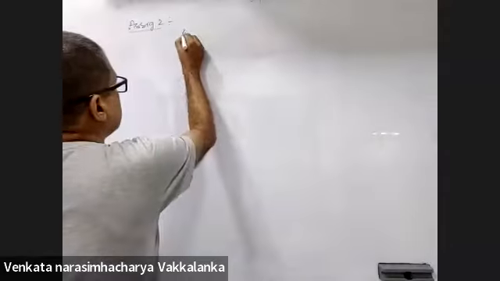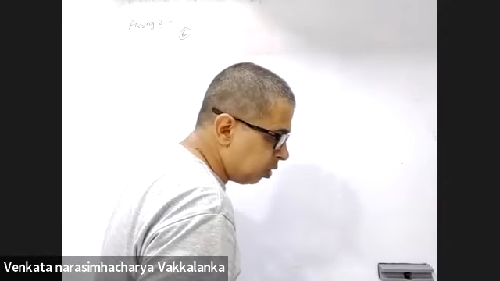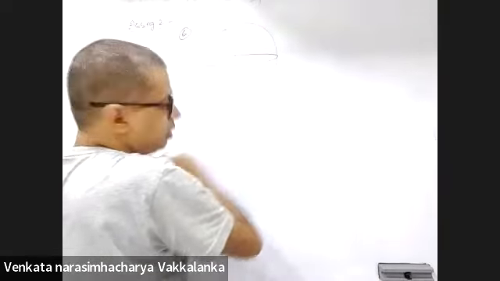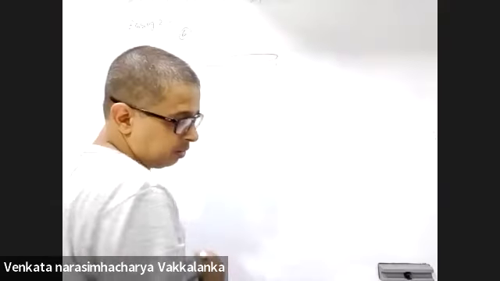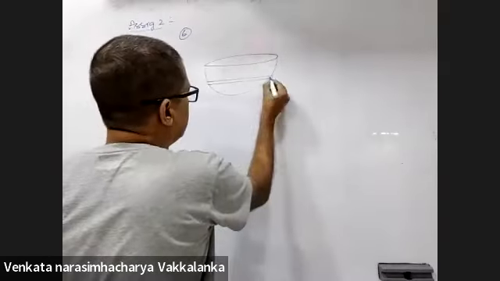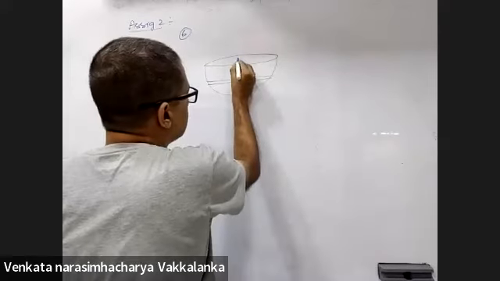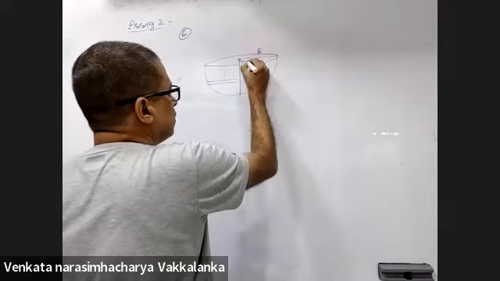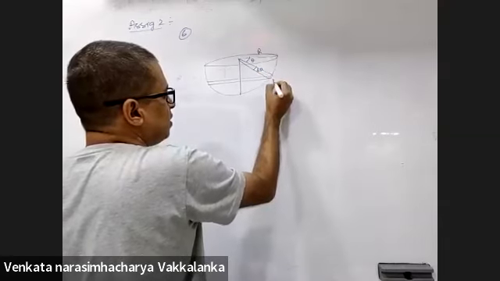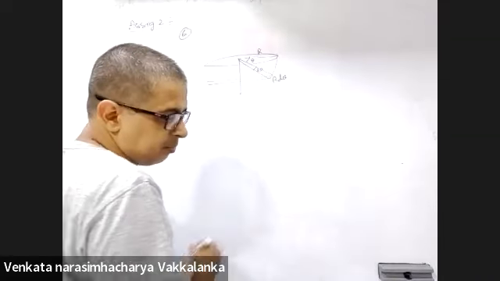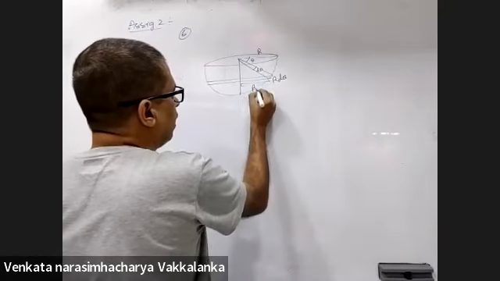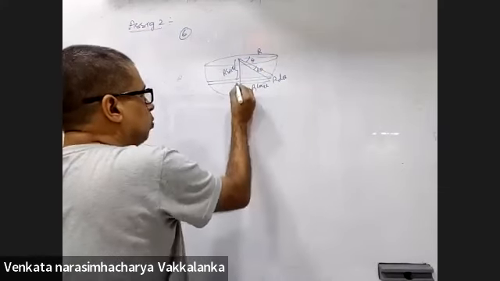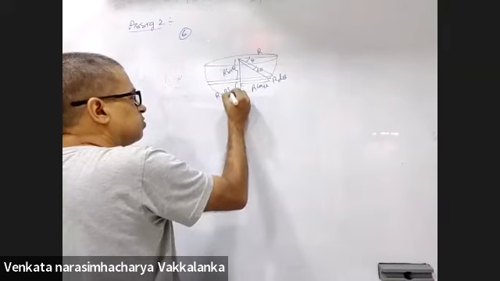Next, sixth question, right? Hemispherical bowl. Consider an element like this. Now this is R, this is theta, this is d theta, this is r d theta. The radius will be r cos theta. This will be r sin theta. What I am interested in is this, r minus r sin theta.